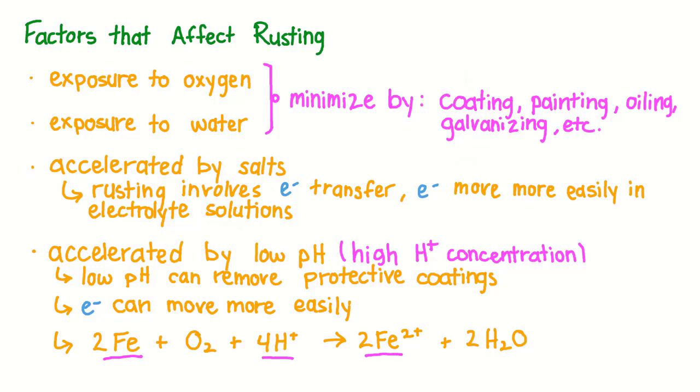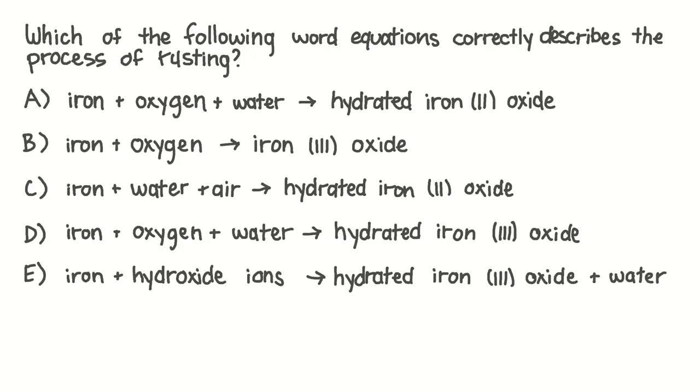So now that we're experts on the topic of rusting, let's try some problems. Which of the following word equations correctly describes the process of rusting? A. Iron plus oxygen plus water reacts to form hydrated iron 2 oxide. B. Iron plus oxygen reacts to form iron 3 oxide. C. Iron plus water plus air reacts to form hydrated iron 2 oxide. D. Iron plus oxygen plus water reacts to form hydrated iron 3 oxide. E. Iron plus hydroxide ions reacts to form hydrated iron 3 oxide plus water.